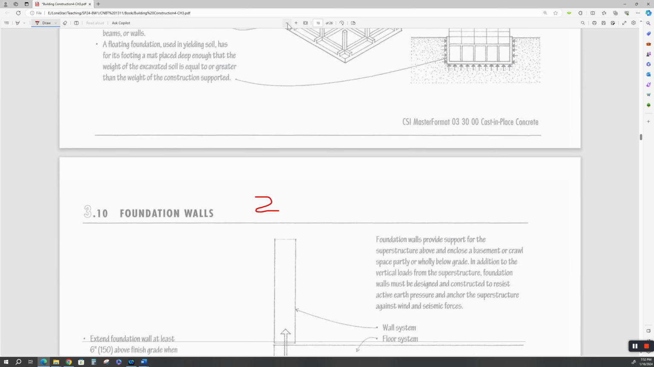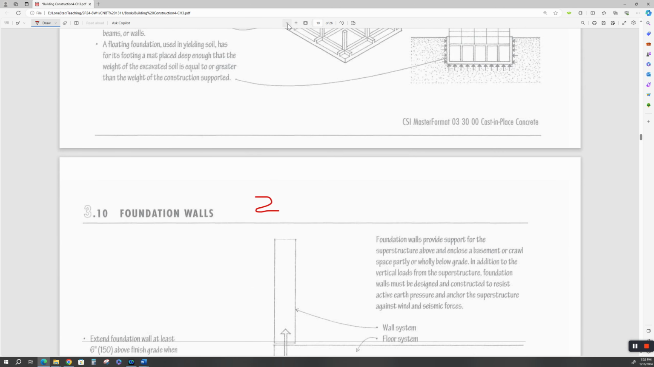Let's get the full picture here. There we go. We've discussed foundation walls in previous videos dealing with retaining walls and such. Now, based upon our current definition, this is the foundation down here. This would be the superstructure, and this would be the substructure, I'm sorry. And this is the superstructure up here.